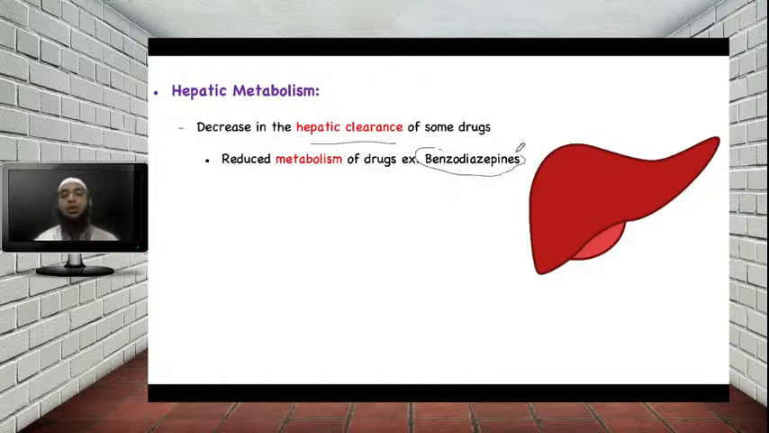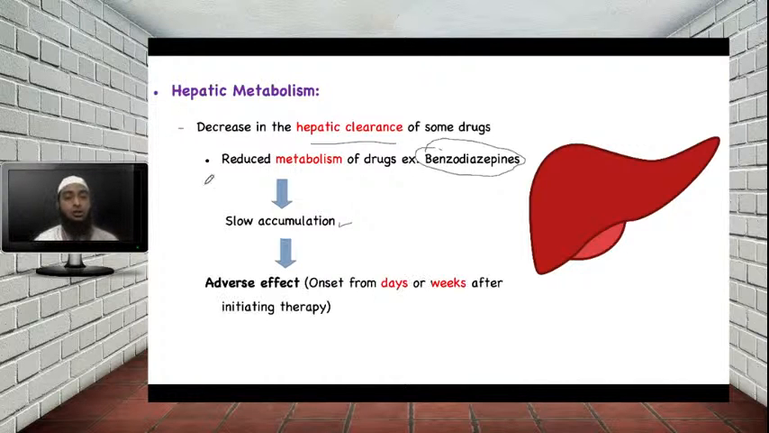Now, if the metabolism of a drug like benzodiazepine is decreased, what is going to happen? When metabolism is decreased, obviously the drug is not going to be excreted from the body. It remains as such in the body, and it may produce very slow accumulation. As the drug keeps accumulating, it may produce an ADR related to overdose or increased pharmacological action of the drug, which belongs to Type A ADR. The slow accumulation in the body produces adverse effects with onset from days or weeks after initiation of the therapy.